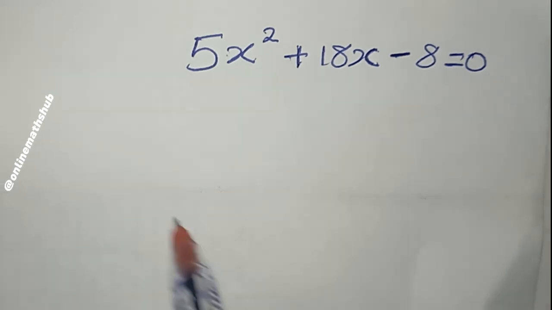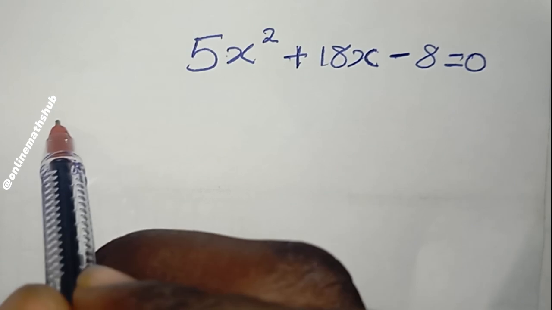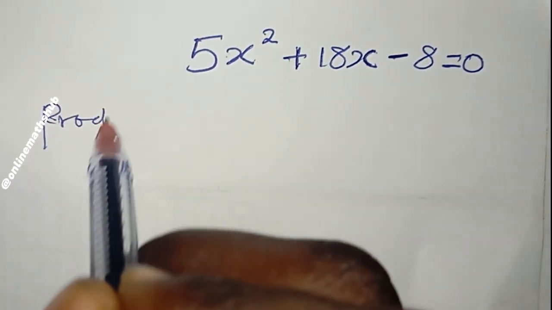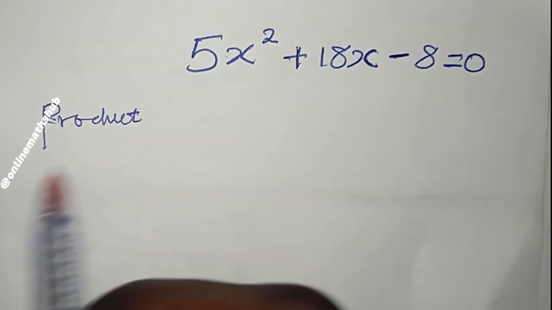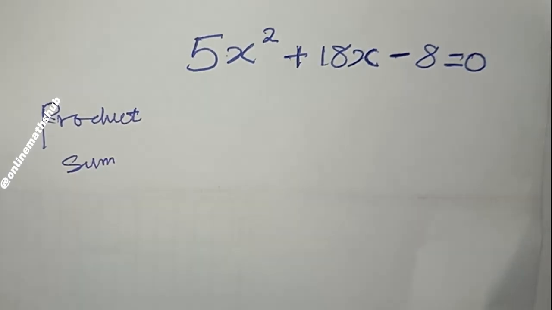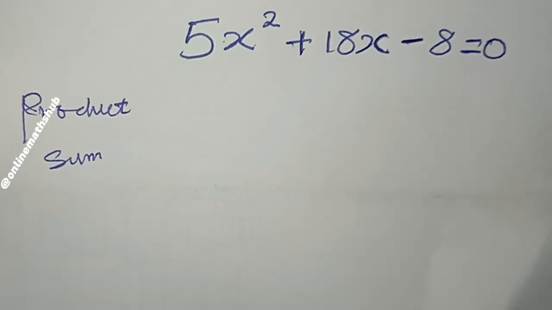Okay, so let's proceed. So what I'm going to do now is write product here, and then I will write sum. Well, this is one of the simplest ways you can use the factorization method to solve a quadratic equation.